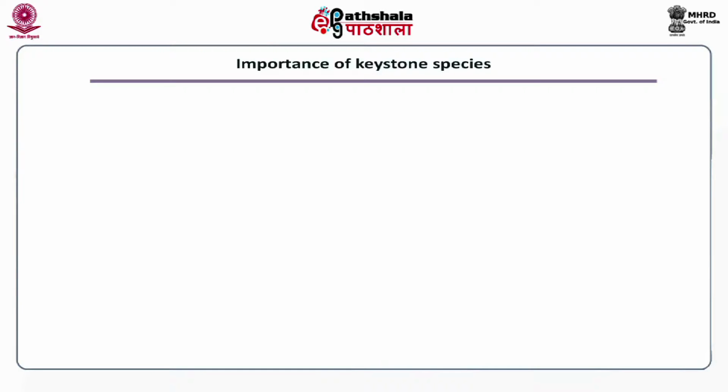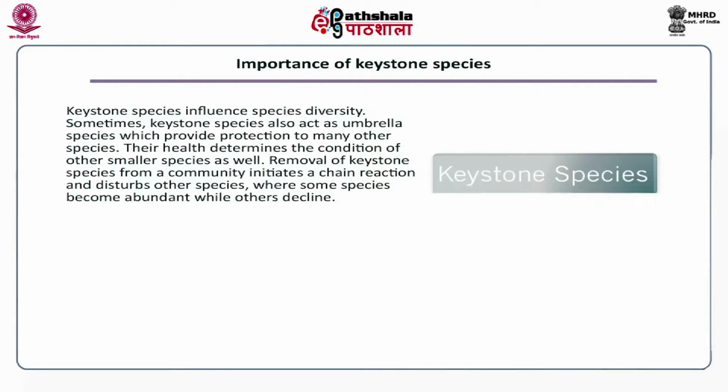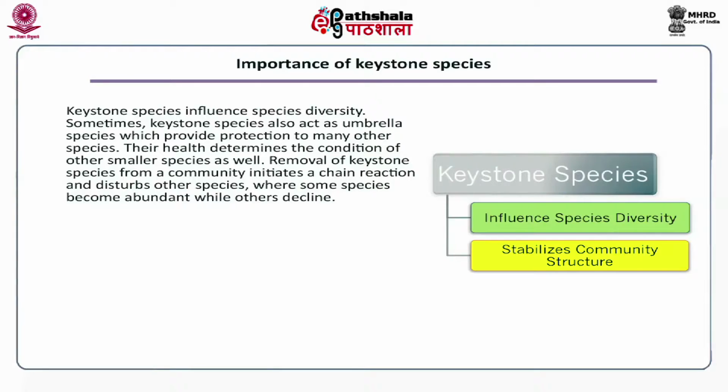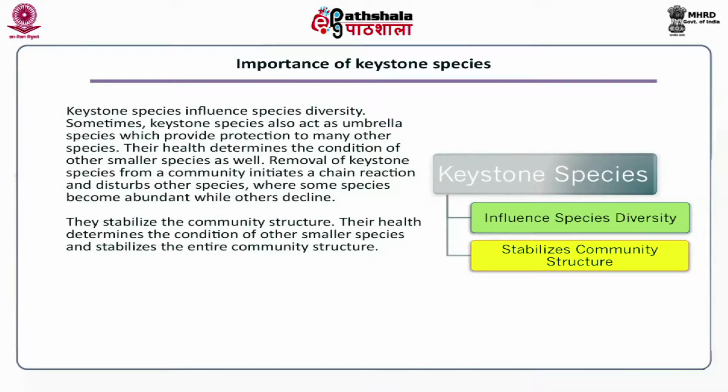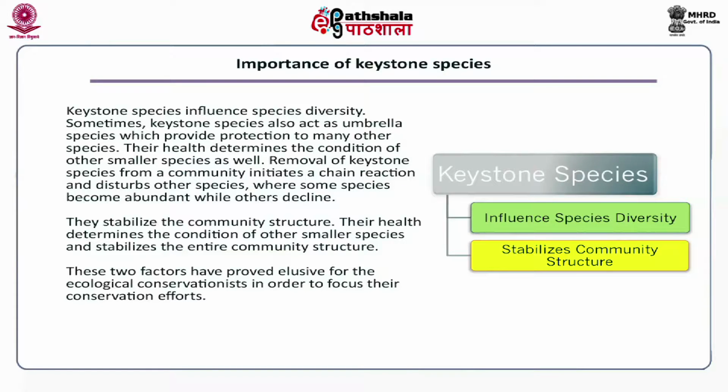Now, the question arises, what is the importance of keystone species? Keystone species influence species diversity. Sometimes keystone species also act as umbrella species which provide protection to many other species. Their health determines the condition of other smaller species. Removal of keystone species from a community initiates a chain reaction and disturbs other species, where some species become abundant while others decline. They stabilize the community structure. Their health determines the conditions of other smaller species and stabilizes the entire community structure. These two factors have proved elusive for the ecological conservationists in order to focus their conservation efforts.